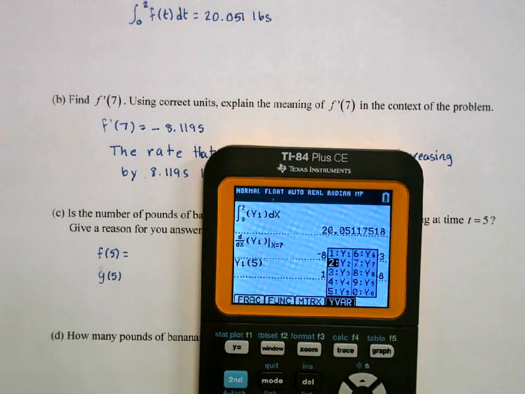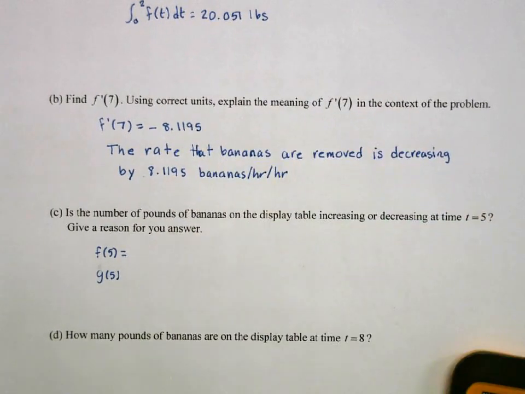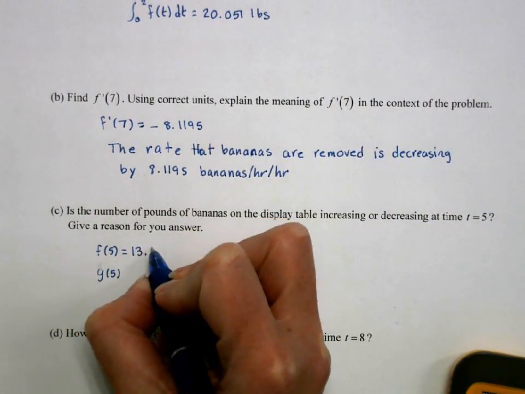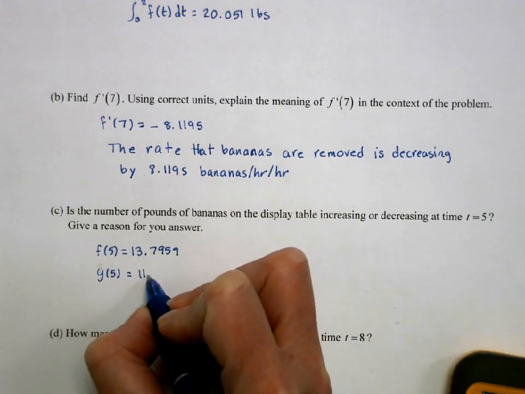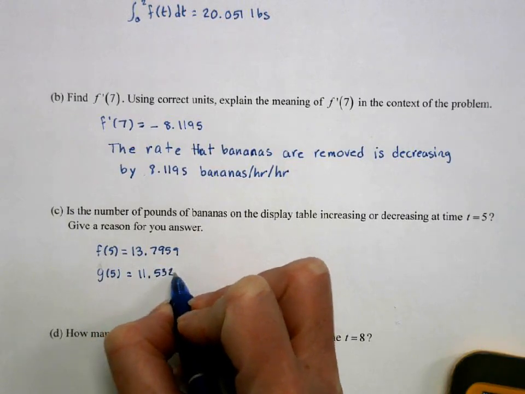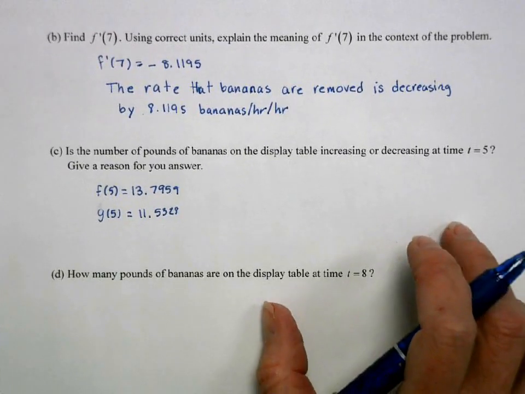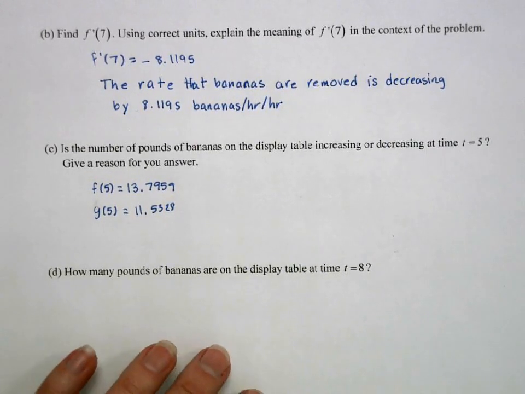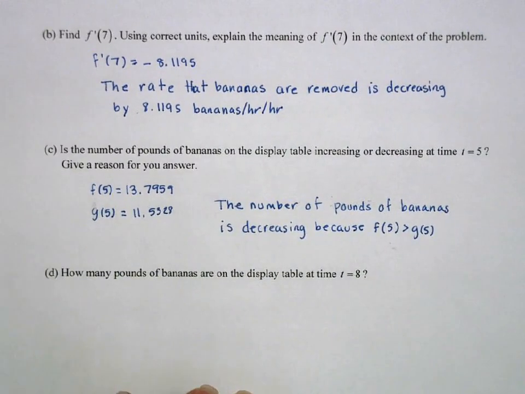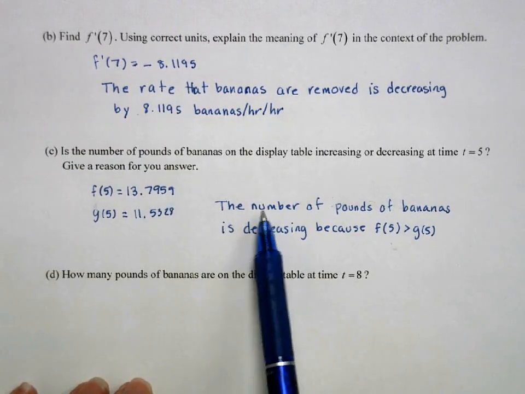Okay, well, the rate that they're being removed is 13.7959. The rate at which they're being added is 11.5328. So if the rate of people taking the bananas is bigger than the rate of people adding bananas, the number of bananas is going to be decreasing. So put that in words. I'm going to say the number of pounds of bananas is decreasing because f of 5 is greater than g of 5.